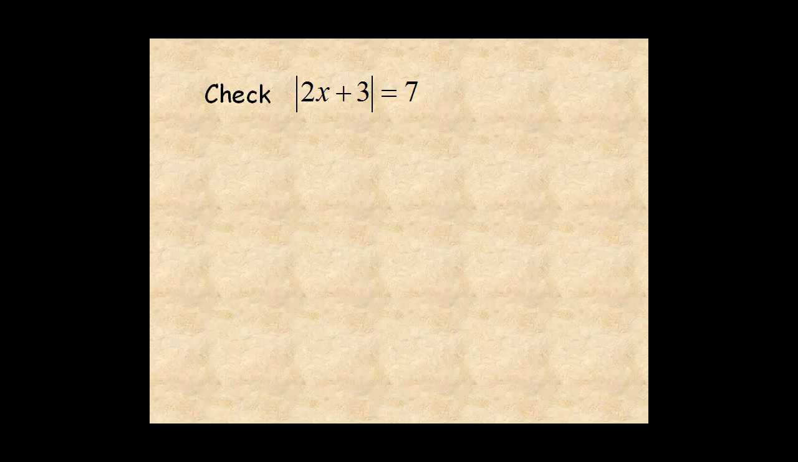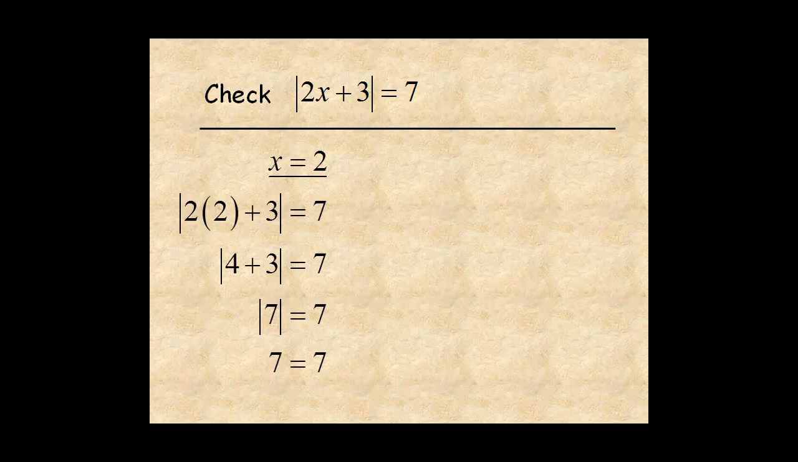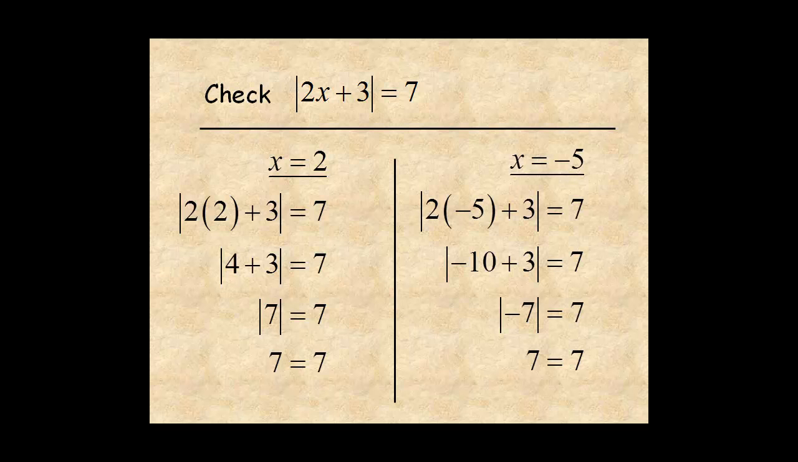You can see that both solutions check. On the left, for x equal 2, you have the absolute value of 2 times 2 plus 3, which is 4 plus 3, which is 7. On the right, for x equal -5, you have the absolute value of 2 times -5 plus 3, which is -10 plus 3, which is -7. And since the absolute value of -7 is 7, this solution also checks.